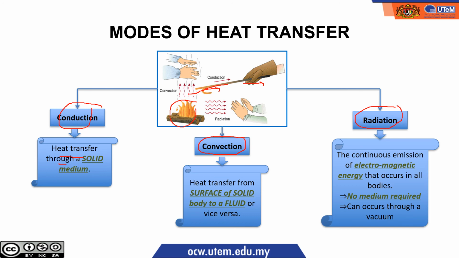The second one, convection, is heat transfer from the surface of a solid body to a fluid, or vice versa. It may be a fluid or the surrounding air. So the heat from the fire can come to our hand by convection, through air being heated.